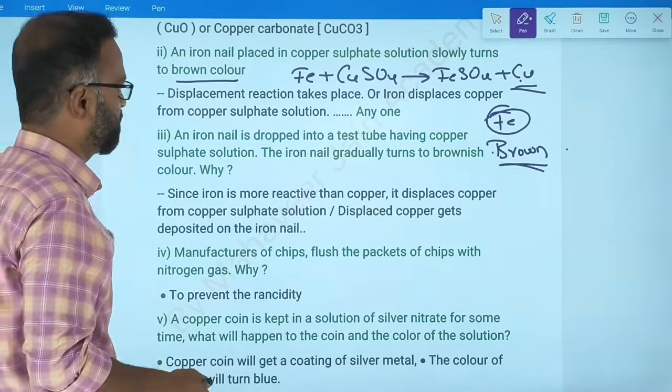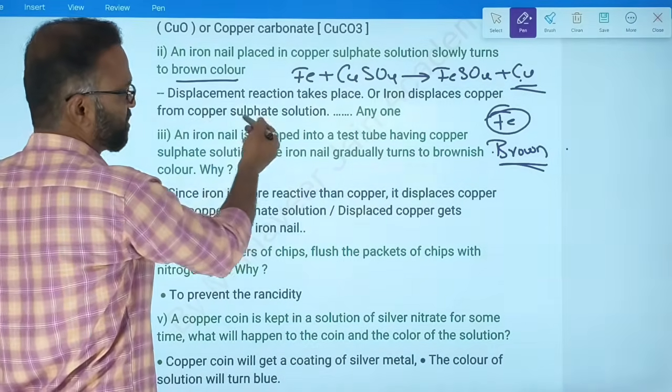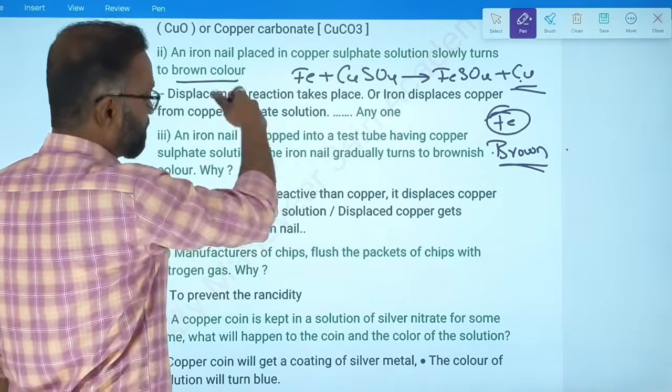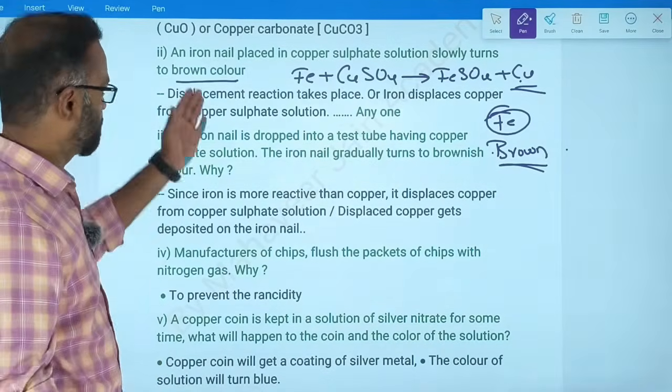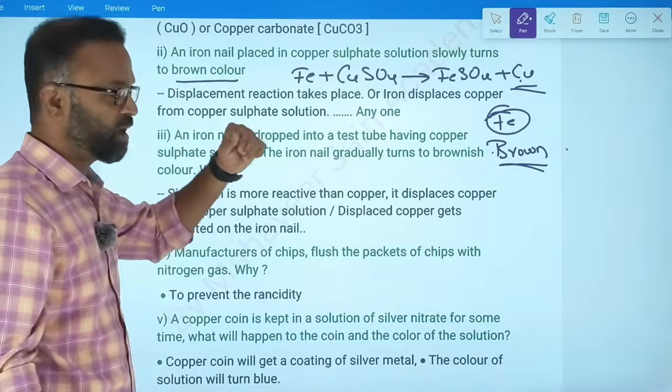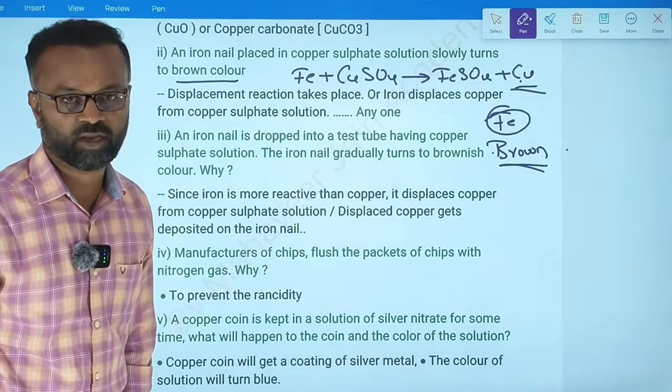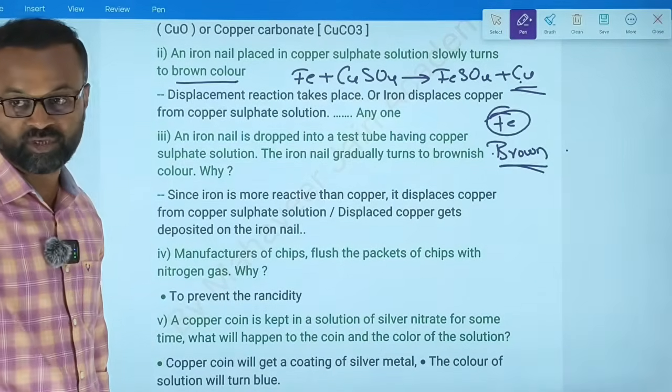Now which type of reaction is this? It is a displacement reaction. Iron displaces the copper from the copper sulfate solution. Sometimes they will ask this same thing, and why does the iron nail change color into brown? They'll ask. You should explain it properly. Hope this is clear. Yes, everyone.